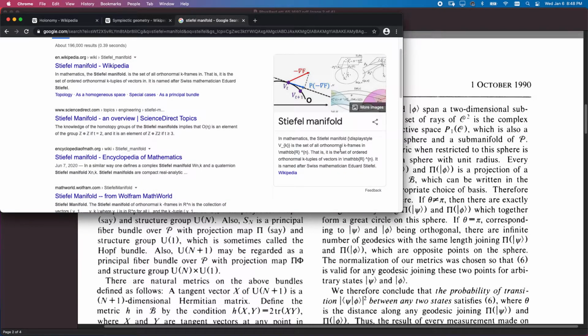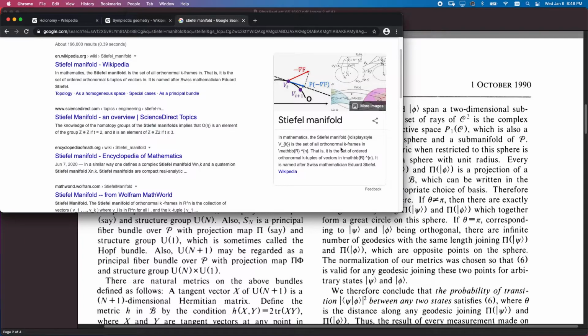In mathematics, the Stiefel manifold is the set of all orthonormal k-frames in R^n. Okay, somebody forgot to convert that from LaTeX. That's the real number thing, I guess. That is, it is a set of ordered orthonormal k-tuples of vectors in R^n. It is named after, okay, I don't care. Maybe I should care. I don't know.